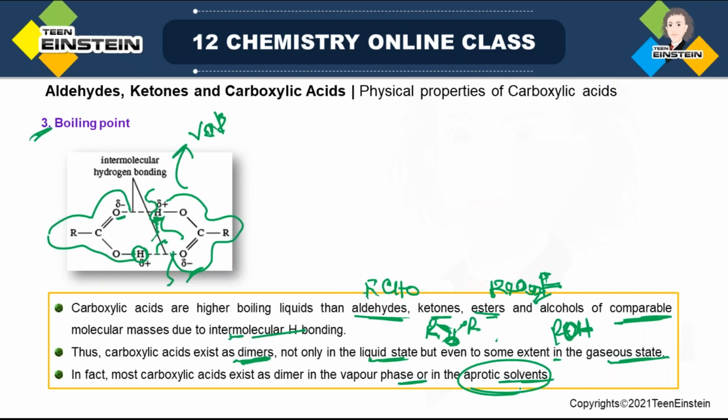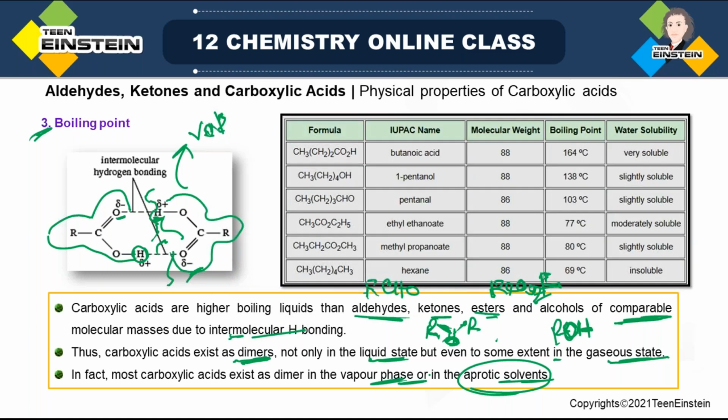So that is mentioned in the last point, that most carboxylic acid exists as dimer in vapor phase, and also if the solvent in which you have this carboxylic acid is aprotic in nature, then also dimer formation is possible. And in liquid state, it is always in dimeric form because now they are close to each other. So chance of hydrogen bonding will increase. So look at this table.